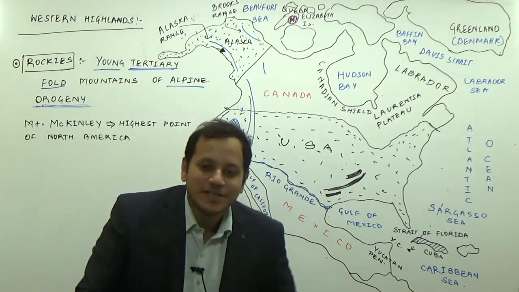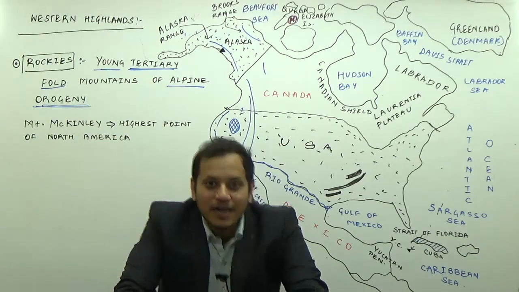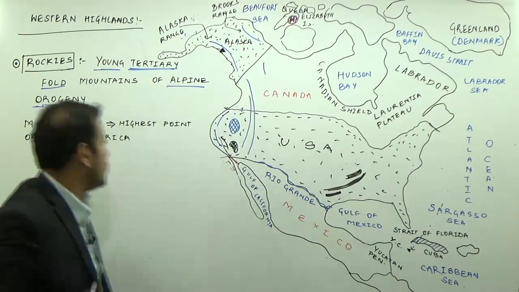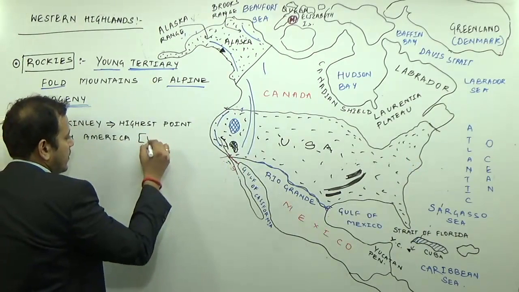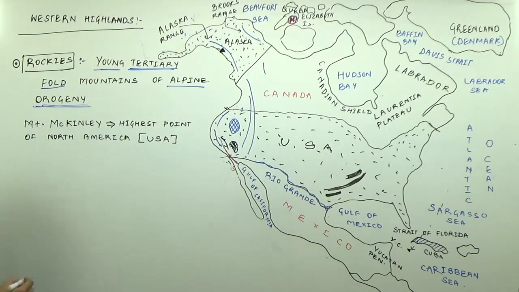In which mountain system? In the Rockies. In the Rockies, in which country? Alaska is a part of which country? In the USA. So it lies in the Alaska Range in the USA.